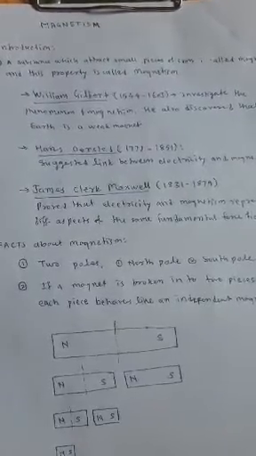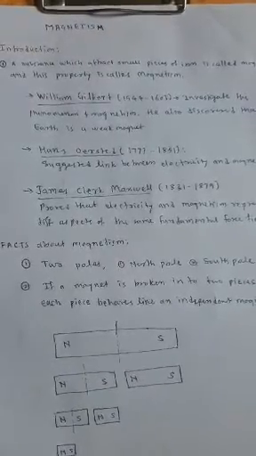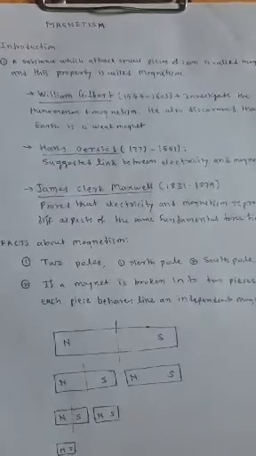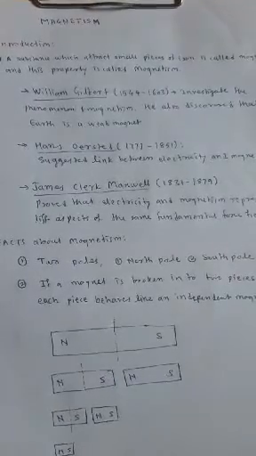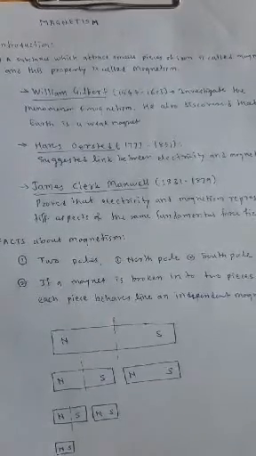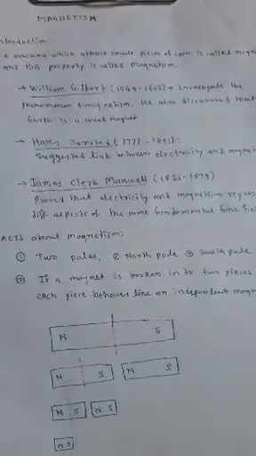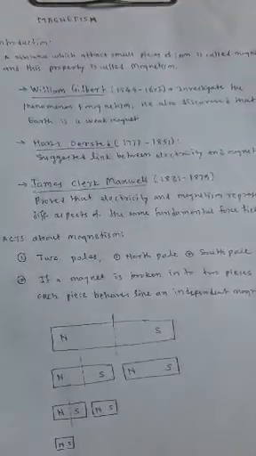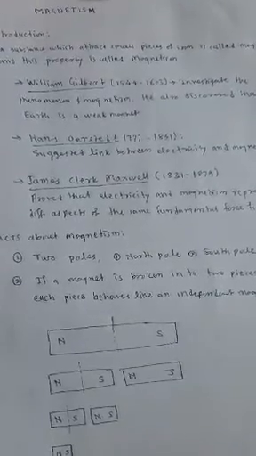People have known about this for a long time, but the systematic study of the magnet was done by William Gilbert. He was the first to systematically investigate the phenomena of magnetism using scientific methods. With the help of scientific methods, William Gilbert studied magnetism properly.